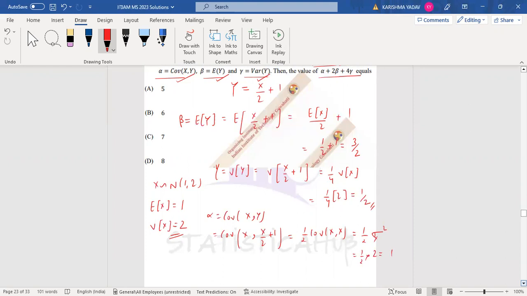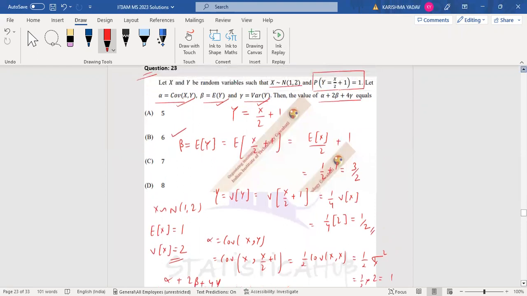So I have alpha plus 2 beta plus 4 gamma. My alpha is 1, plus twice of beta, beta is 3 by 2, plus 4 gamma, gamma is 1 by 2, and that is equal to 1 plus 3 plus 2, which is 6. So I got my value as 6.